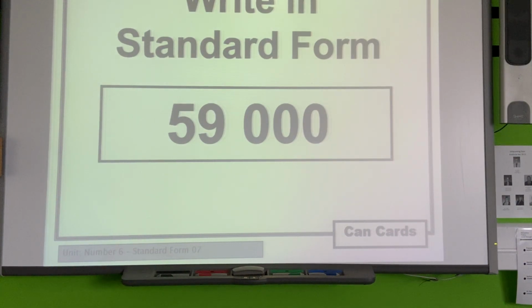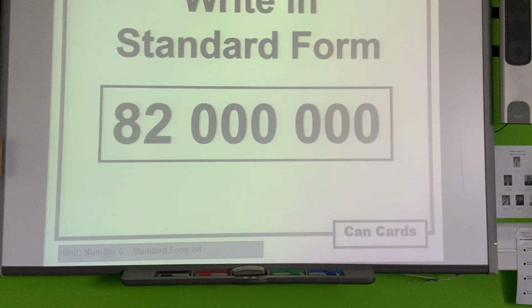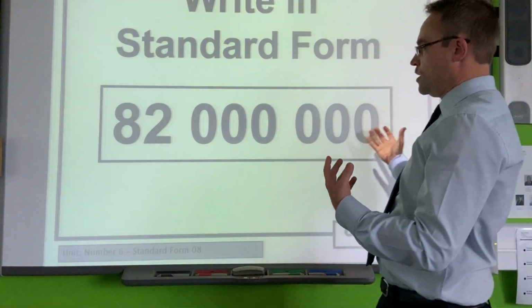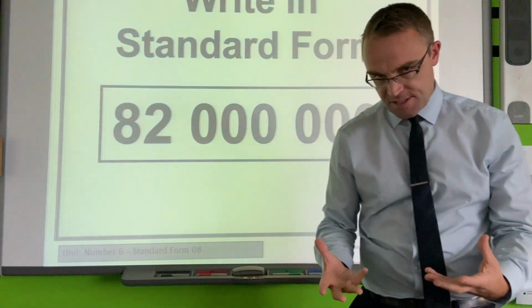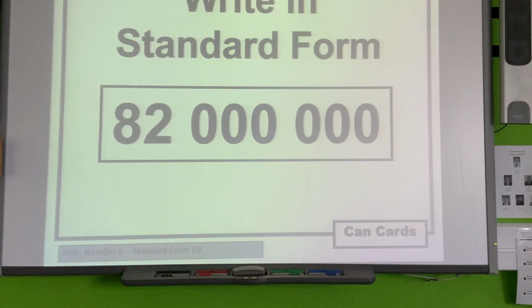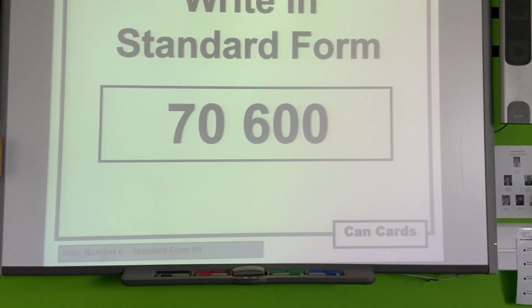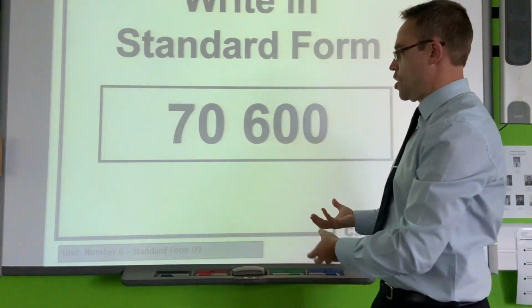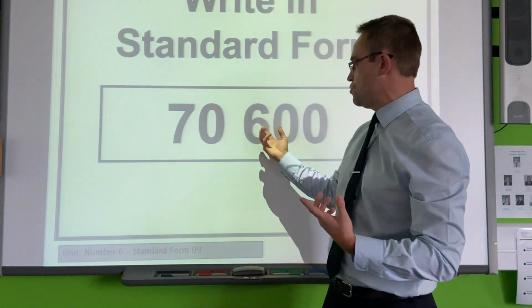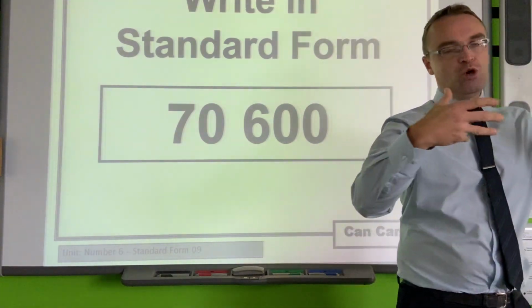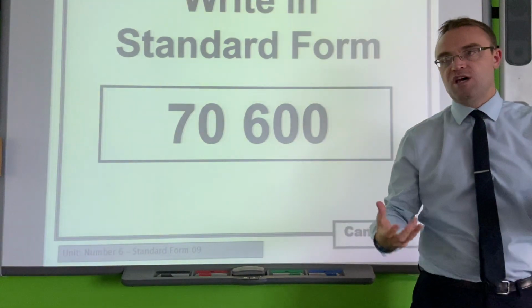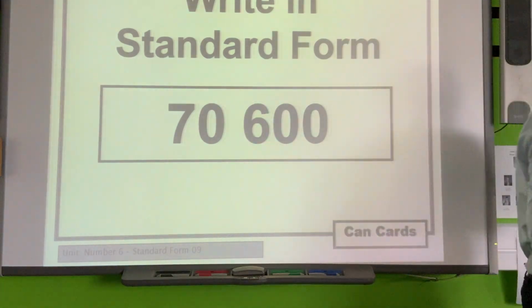We can do a couple more. 82 million. So of course, you've got the decimal place in here. How many people are getting that? That's 8.2 times 10 to the 7. We've got a question that's got another 0 in, so I'm looking for 7.06 times 10 to the 4. But again, pupils would write their answer, hold their boards up, giving me immediate feedback on how they're doing.